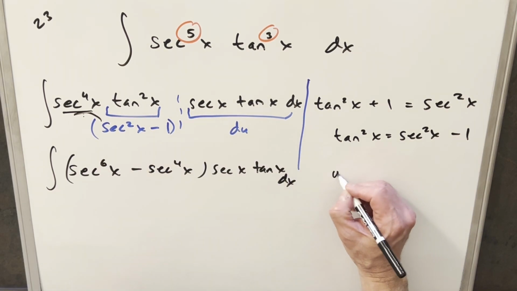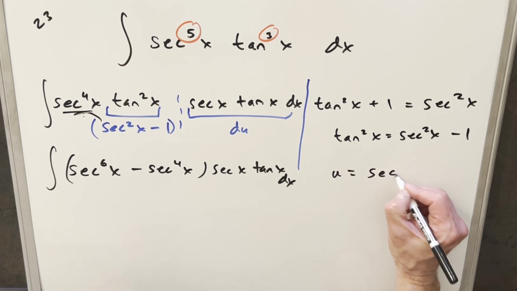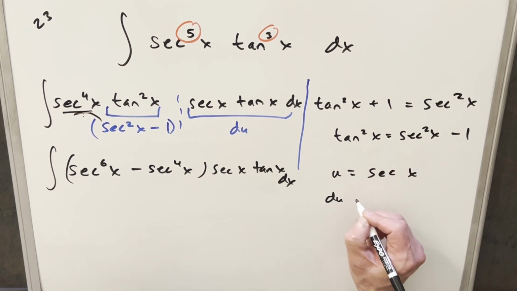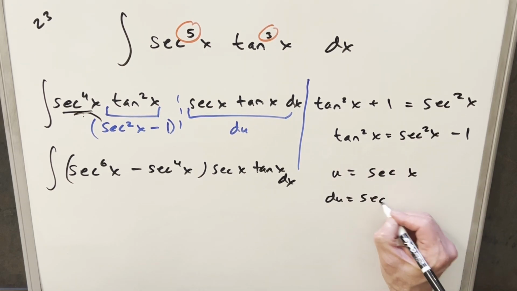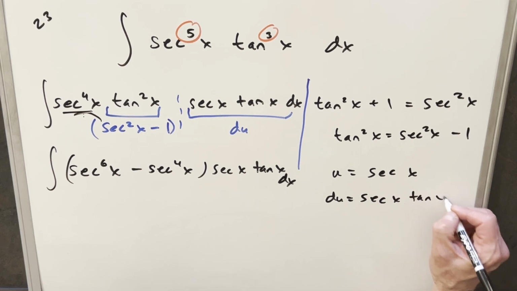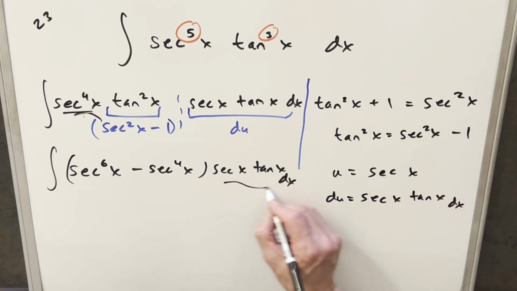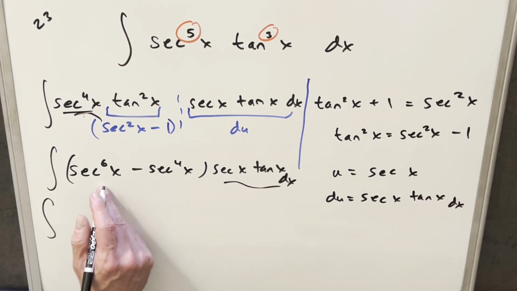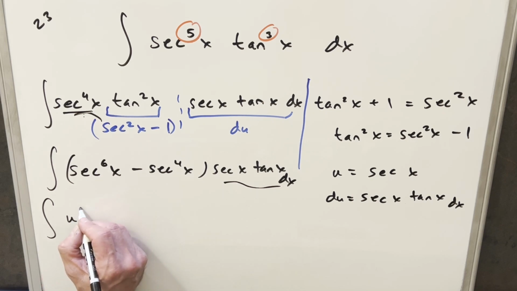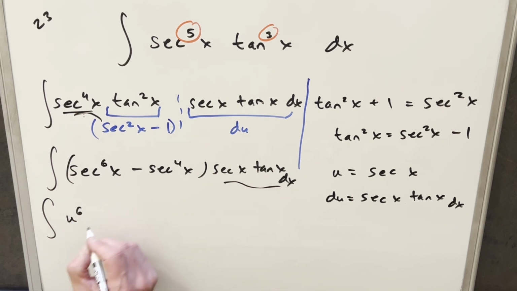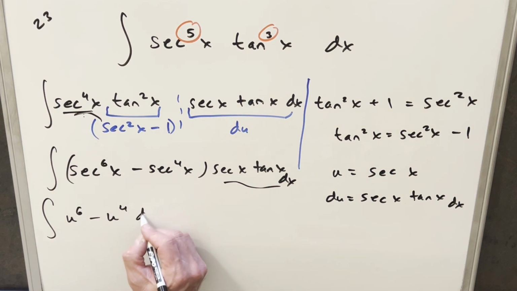But now I can go ahead with the substitution. Again, our u value is going to be just secant x, and the derivative of secant x is just secant x tan x dx, which we have right here. So we'll go ahead with this. This piece here is just going to become u to the sixth. This one here becomes minus u to the fourth, and this is going to just be du.